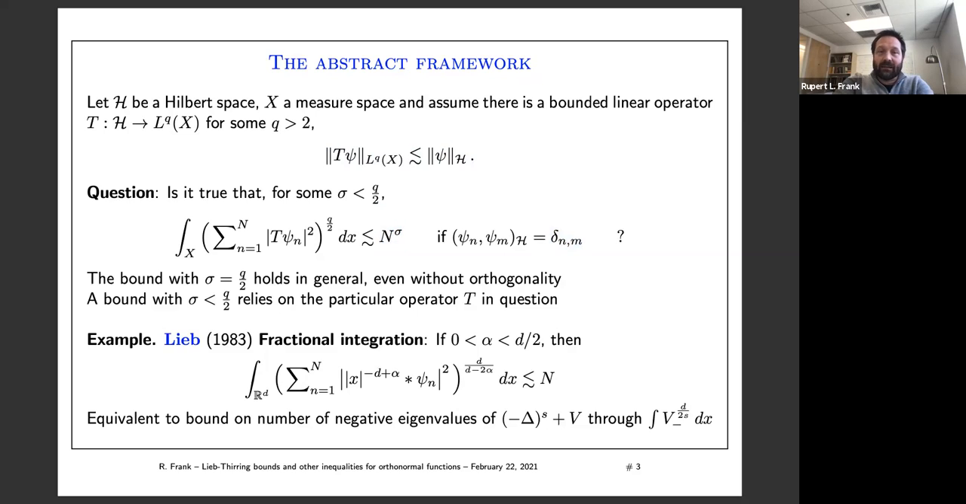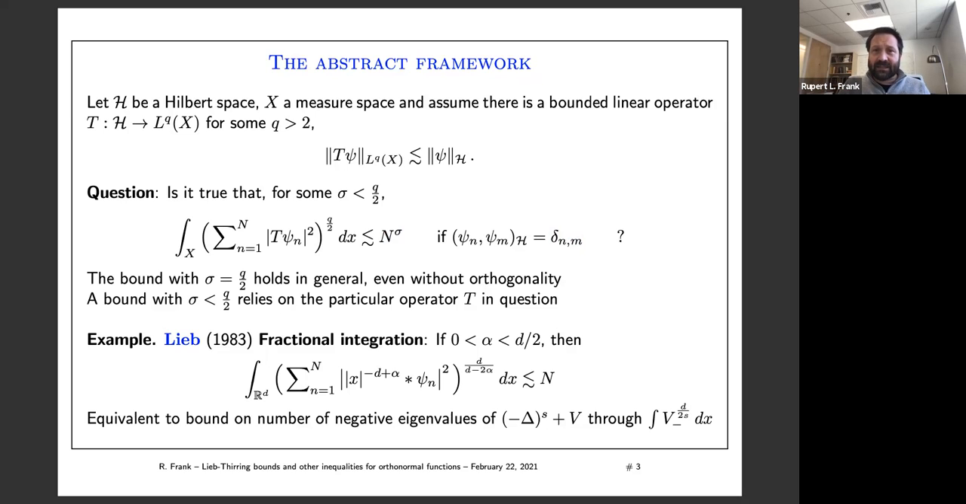And so while this is a general question, there seems to be no general answer. If you give me some operator, there is no way that I can tell you somehow, yes, then you get the power sigma, this and that.